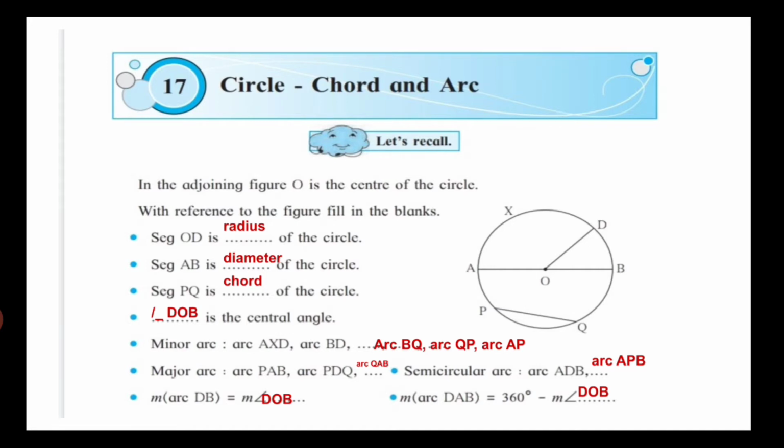Now the measure of arc DB is equal to the measure of angle DOB, and the measure of arc DAB is equal to 360 degrees minus the measure of angle DOB. Now let us learn the properties of a chord of a circle.